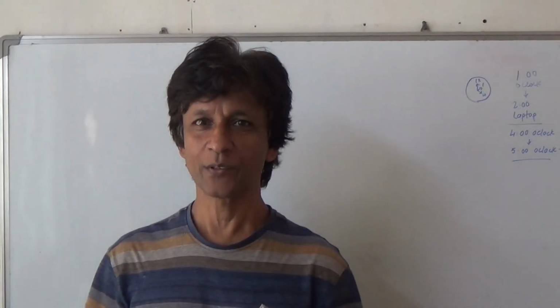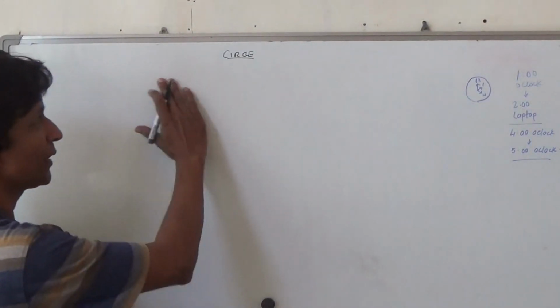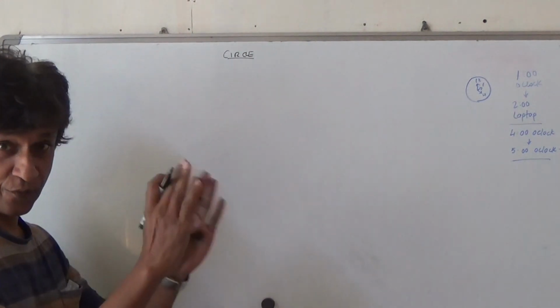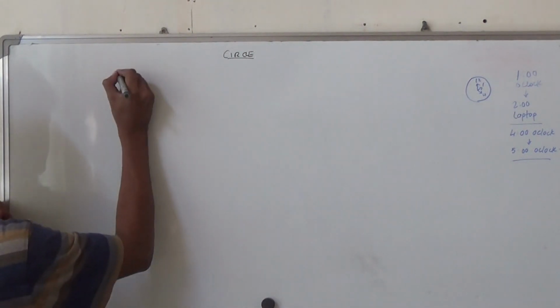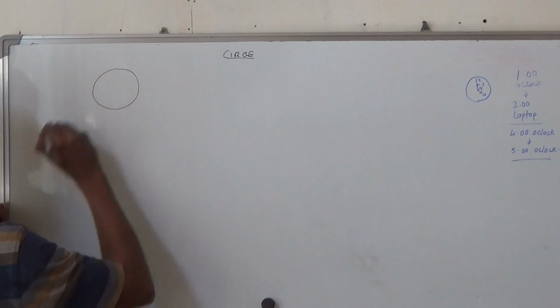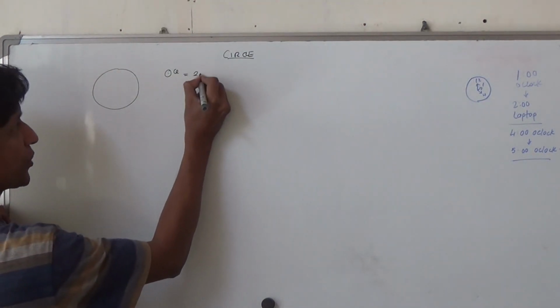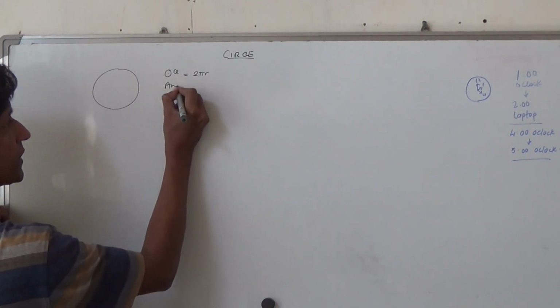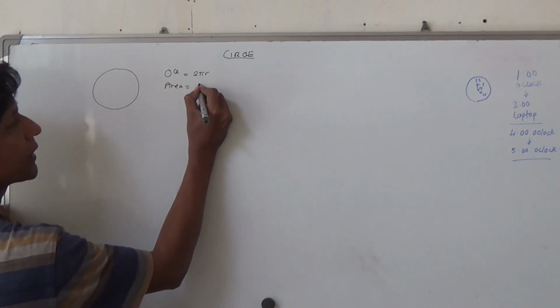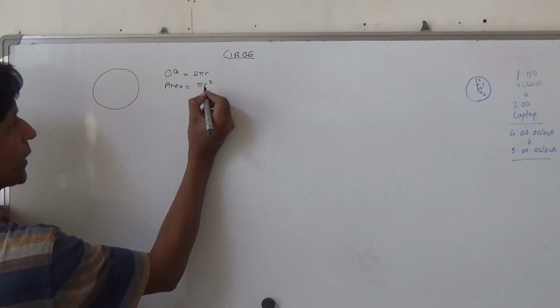Hi, today we are going to explain circle. When we look at this chapter, I'm going to go very fast with this, so we don't waste too much time. This is a circle, and you know that the circumference of a circle is given by 2 pi r, and its area should be given by pi r squared.